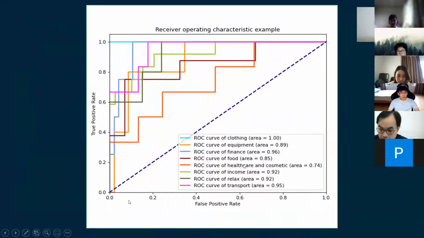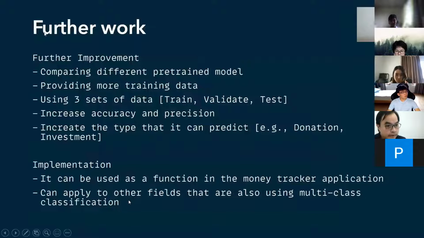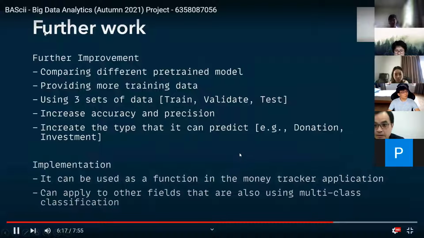So as you can see, the first coding is the best of all. The model is most confident on the codings. So for further work, further improvement, I think... Yes, let me cut you off so that I can make a quick comment. We go to the next one.